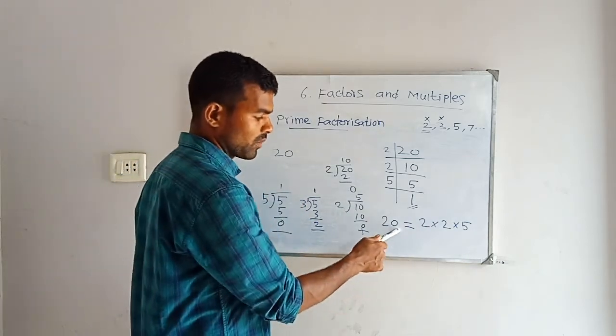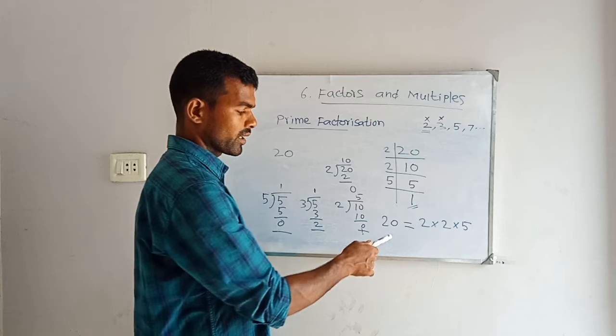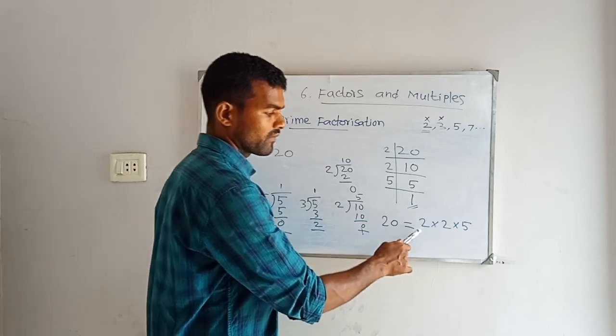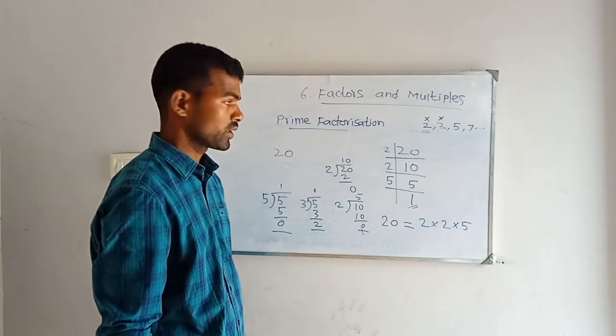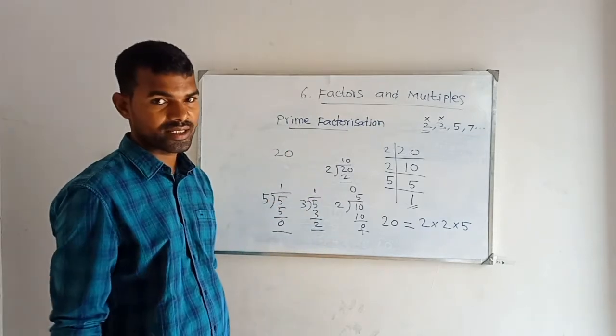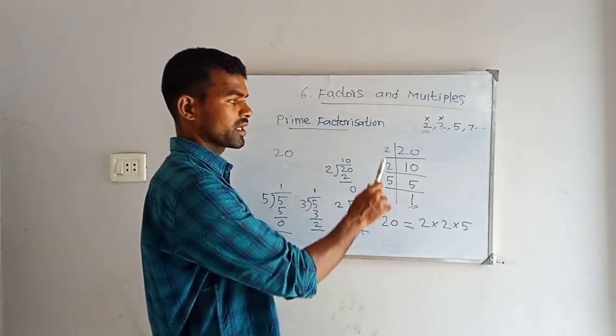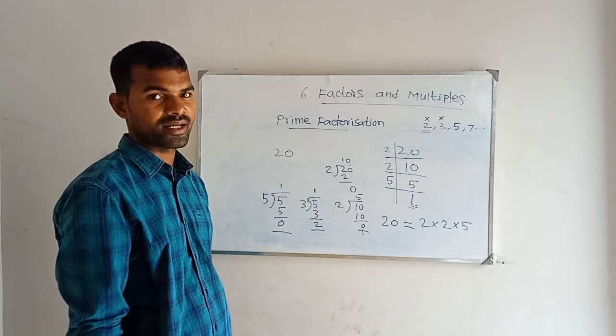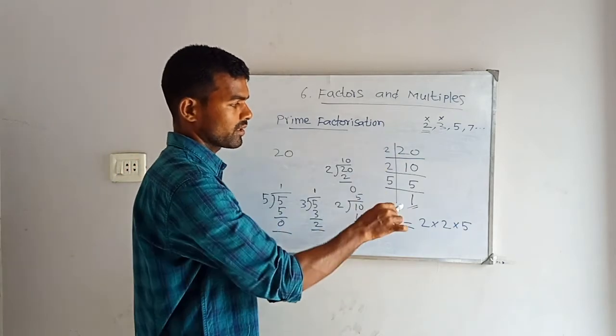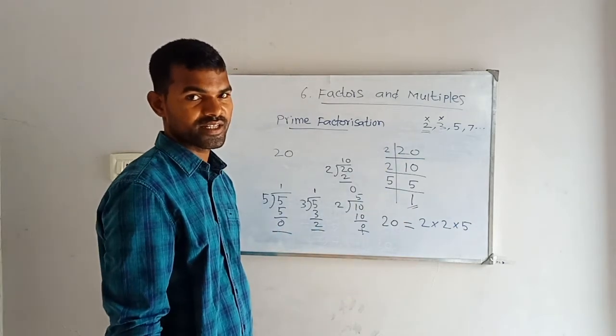So when a composite number comes, we are writing the composite number in the form of prime numbers. That is known as prime factorization. This is one method of finding the prime factorization. This method is called the continuous division method.